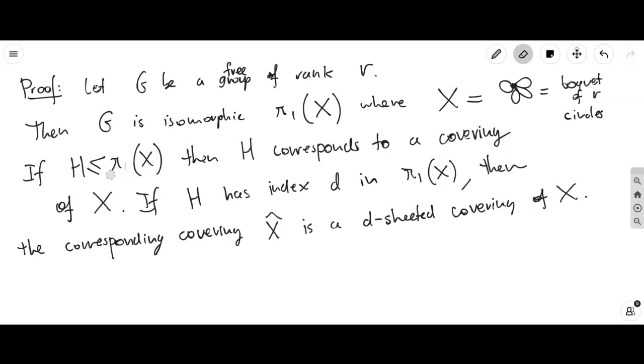Anytime you have a covering space, its fundamental group is a subgroup of the fundamental group of the base. And furthermore, if you have a subgroup of the fundamental group of the base, you can find the covering that will correspond to that group. So that's the Galois correspondence that we've talked about.